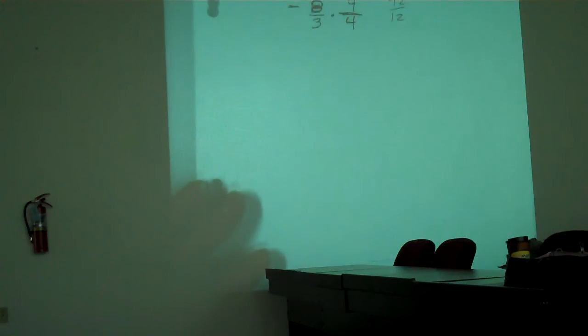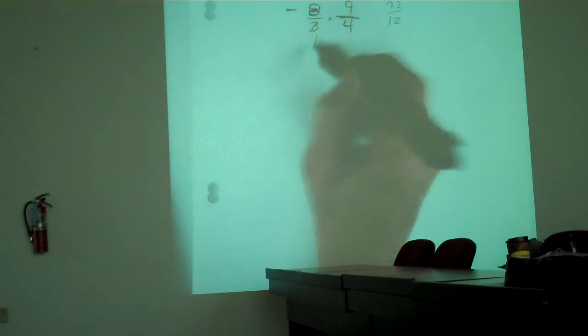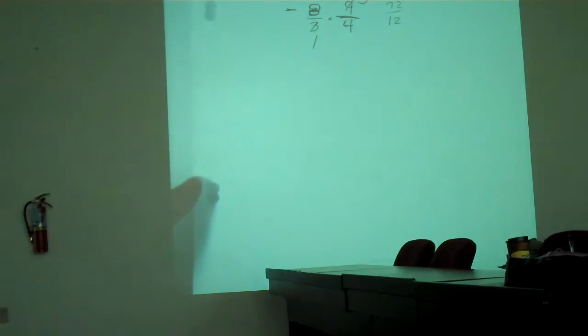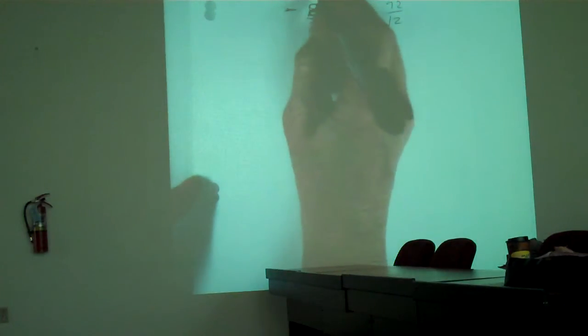What could we divide on the top and bottom? The 3 and 9, we could divide by 3, divide by 3. And the 8 and 4, divide by 4, divide by 4.